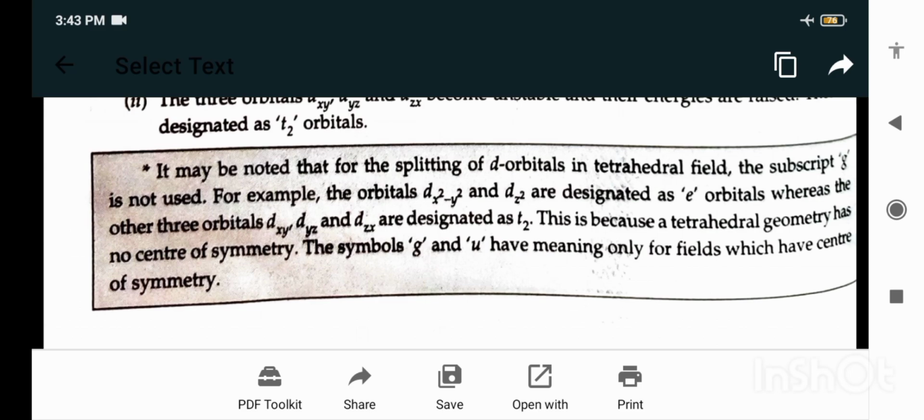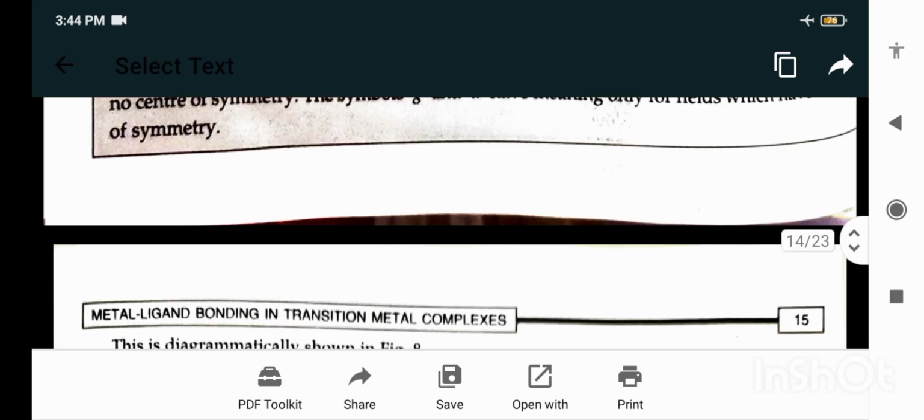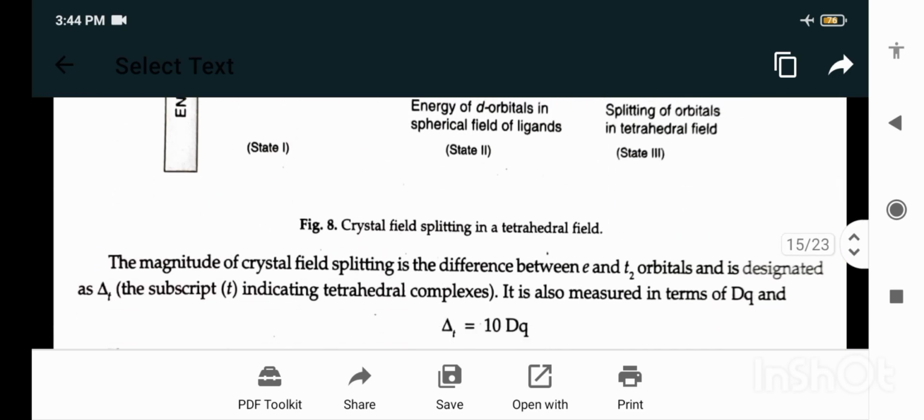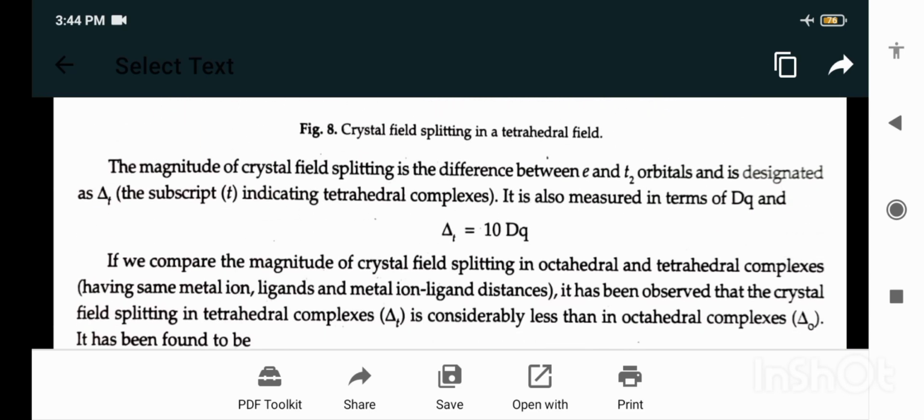This is because a tetrahedral geometry has no center of symmetry. The symbols g and u have meaning only for a field which has a center of symmetry. The magnitude of crystal field splitting is the difference between the e and t2 orbitals and is designated as delta t, indicating tetrahedral complexes. It is also measured in terms of Dq. Delta t is equal to 10 Dq.